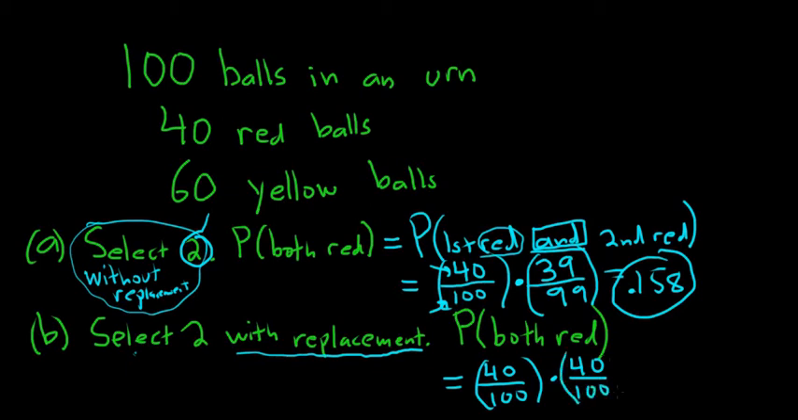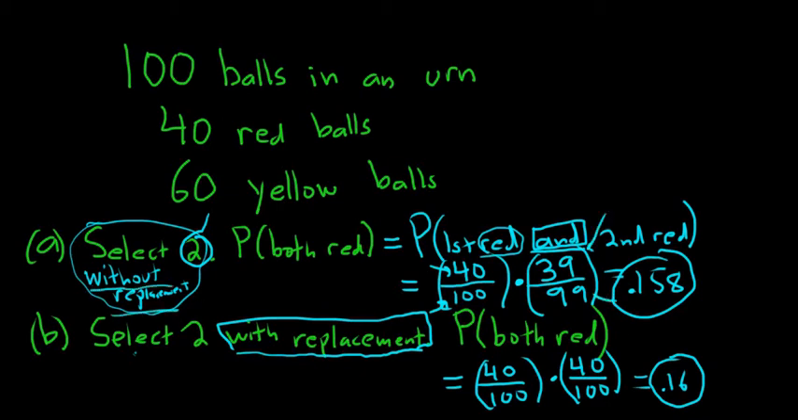So it does not change, because it's with replacement. It's like we took a ball, we put it back, so now there's still 40 red balls and still 100 balls. So the second probability is the same as the first one. So 40 over 100 times 40 over 100, I got 0.16. So the probabilities are slightly different. The default is without replacement, so you always just subtract a number.